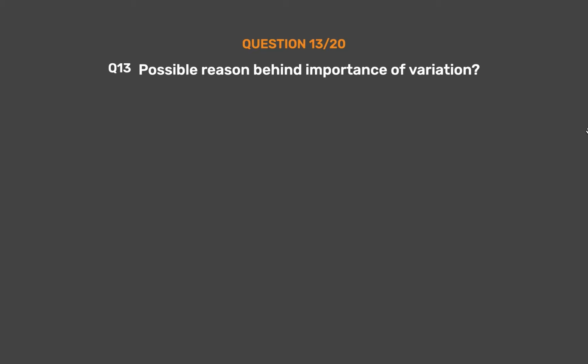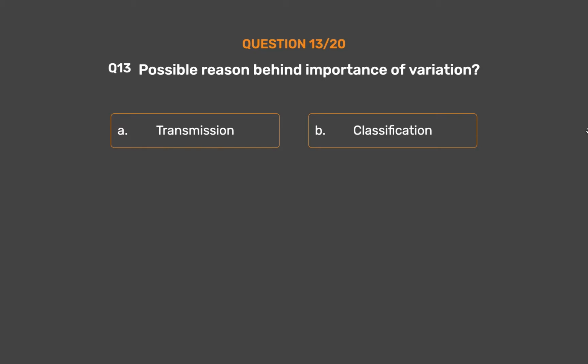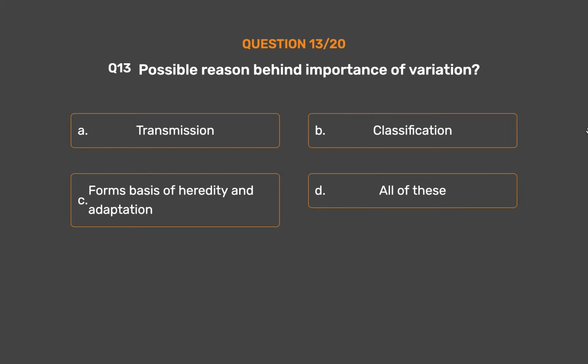Possible reason behind importance of variation. Option A. Transmission. Option B. Classification. Option C. Forms basis of heredity and adaptation. Option D. All of these.